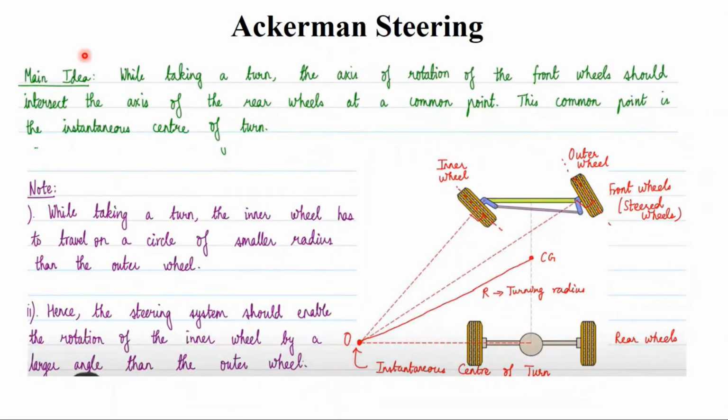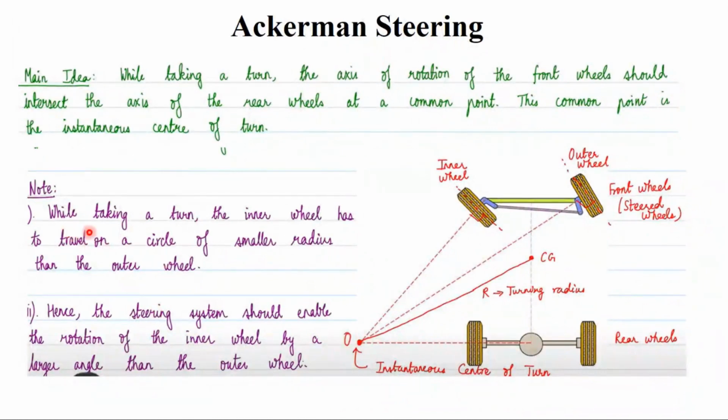Now, while taking a turn, the axis of rotation of the front wheel should intersect the axis of the rear wheel at a common point. This is the common point, okay? And I told you this common point is nothing but the instantaneous center of turn, okay? So I'm mentioning this as O.